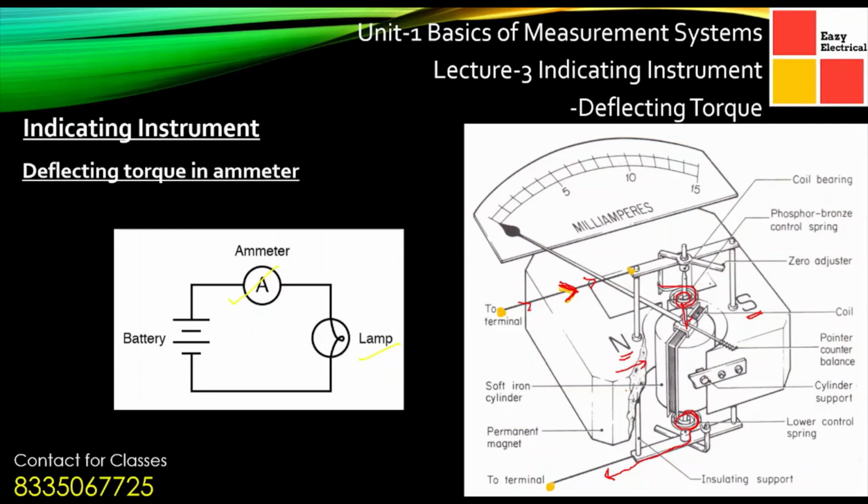Here you can see the springs, phosphor bronze springs, and pointers. We will discuss this when we talk about the moving coil type instrument, where you will get a detailed idea. Here you just need to understand one simple thing.